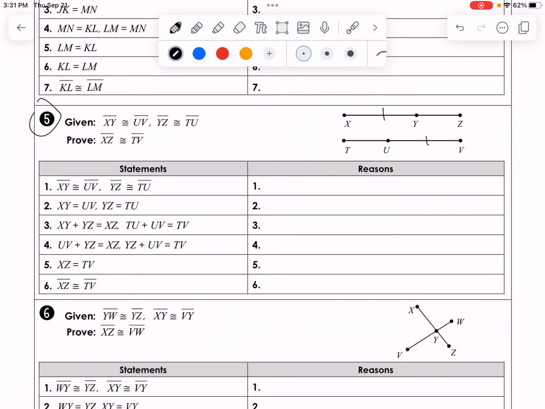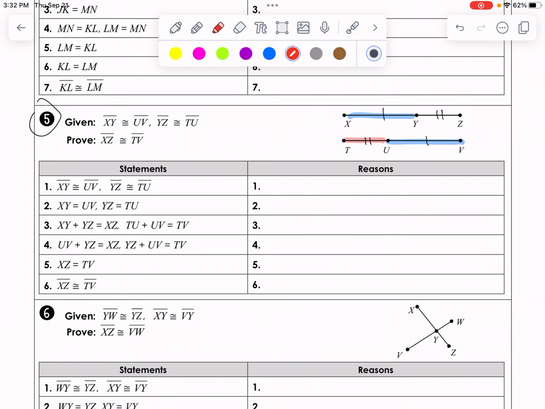Let's put a tick mark there. And I'll highlight it as well. I'll say this equal to this. If you don't have a highlighter, just put a tick mark, that's fine. And then we also have that YZ, this part right here, is congruent to TU right here. Let's put a double tick mark and I'll highlight that in red. All right, so that's what it's telling us right now.